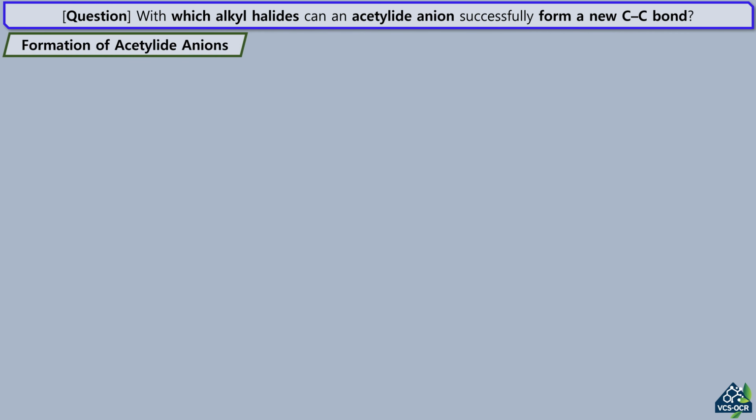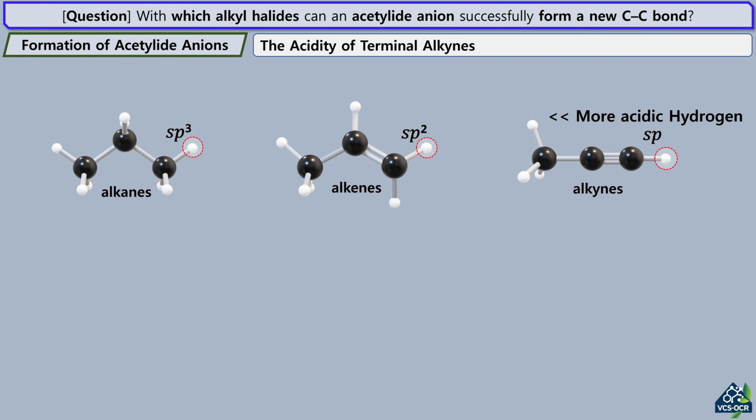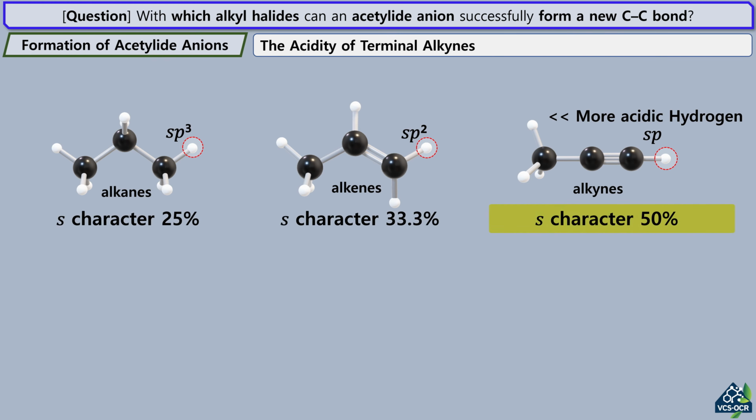Formation of acetylide anions, the acidity of terminal alkynes. Let's begin by understanding why we can deprotonate an alkyne at all. Terminal alkynes, which have a hydrogen atom attached directly to an sp-hybridized carbon, are significantly more acidic than alkenes or alkanes. The sp orbital has a higher percentage of s character compared to sp3 and sp2 orbitals, meaning the electrons in the C-H bond are held more closely to the nucleus. This increased s character enhances the acidity of the terminal alkyne and helps stabilize the resulting acetylide anion after deprotonation.